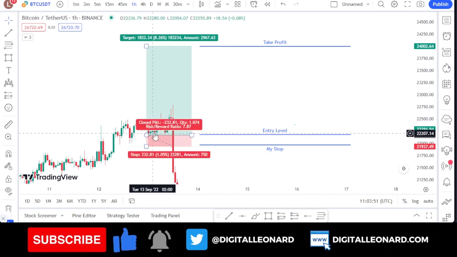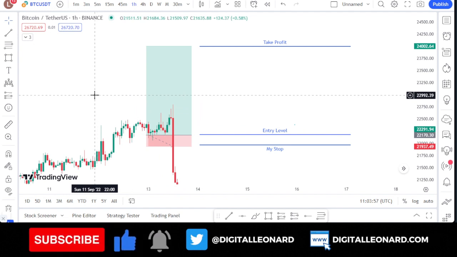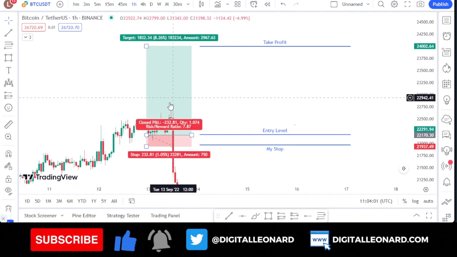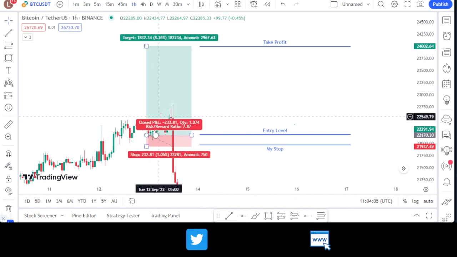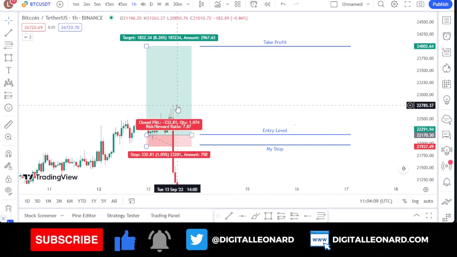Okay, and then when I bought Bitcoin here, what happened? It started going in my favor. As you can see, gradually it started going in my favor, with the hope that it would continue to go up. This is a spot trade. I was hoping to sell that same Bitcoin at 24,000, if it continued to go up. But what happened? It went up a bit to around 22,700, and what happened?